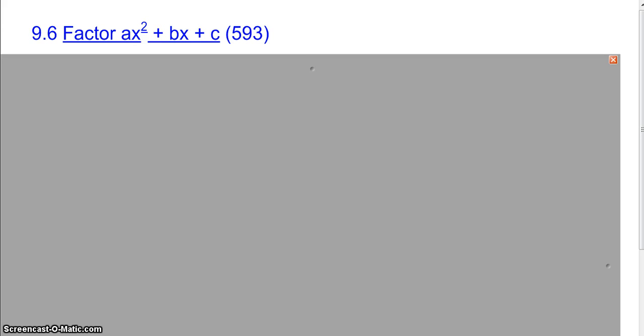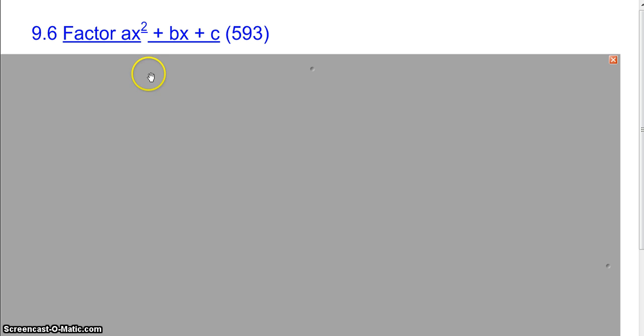Okay, algebra, we're going into section 6 of chapter 9, and we're going to factor. Today we're going to continue with expressions. You probably are seeing the pattern. We start with expressions and then we go to equations. But we'll start with expressions today, and notice that the one difference is a. We're not just going to have 1x squared. We're going to have some coefficient a, which makes the factoring a little more challenging.